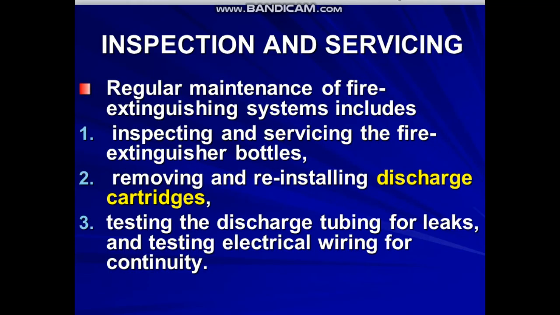After we understand the two types of fixed fire extinguisher systems, now we will talk about the inspection and servicing. Regular maintenance of fire extinguishing systems includes inspecting and servicing the fire extinguisher bottles, removing and reinstalling the discharge cartridge, testing the discharge tubing for leaks and testing electrical wiring for continuity.